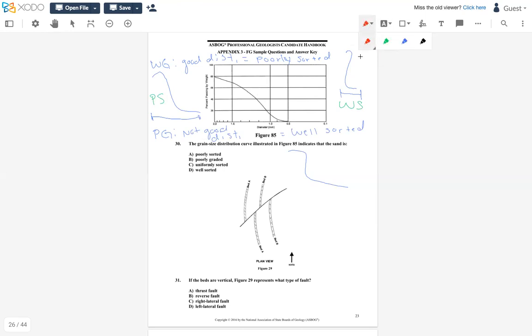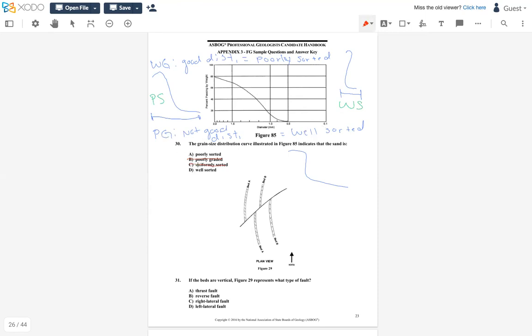So hopefully this will help. Let's see here. So poorly sorted, it would look like this. Okay, that seems reasonable enough, but let's go ahead and walk through it. Poorly graded. So if it was poorly graded, it would be well sorted and it would look like this. So nope. Uniformly sorted, nope. If it was well sorted, so let's see, well sorted is also poorly graded.